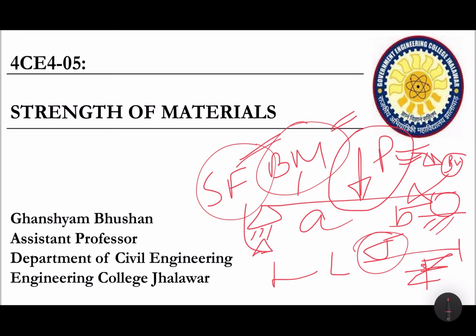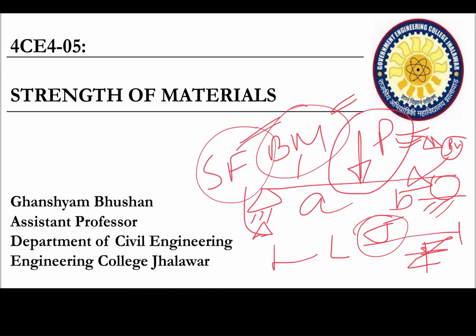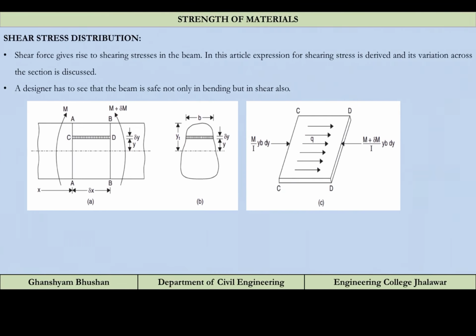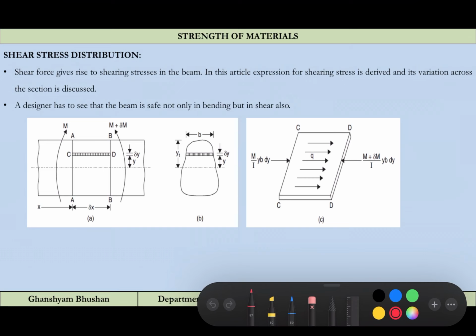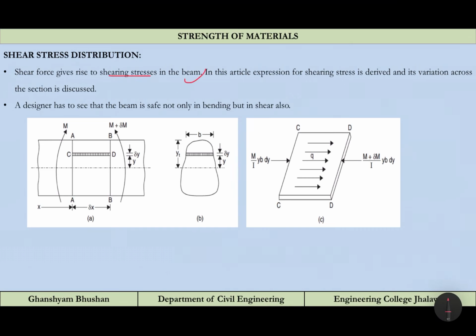Now we are going to see how the variation of shear stress will take place in any particular beam. This chapter was divided into two portions. First was the bending stresses. Now we are going to start our next topic, the variation of shear stress distribution. Shear force gives rise to shearing stresses in the beam. So in this article the expression for shearing stress is derived and its variation across the section is discussed.